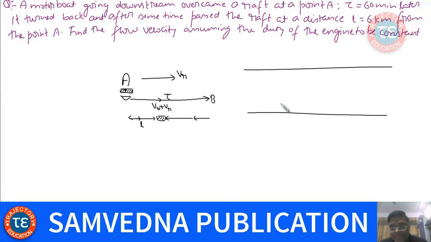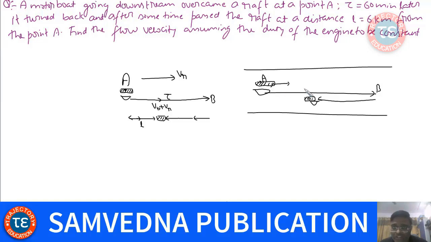This is the river and this is the boat and this is point A. Here was the raft. The boat moves in this direction and goes to point B, then returns back. The raft, of course, does not have any engine, so it doesn't have its own velocity. The raft will move with the velocity of the stream only. So in that time, the raft will also move in this direction with the velocity of the stream. So the boat meets the raft over here.